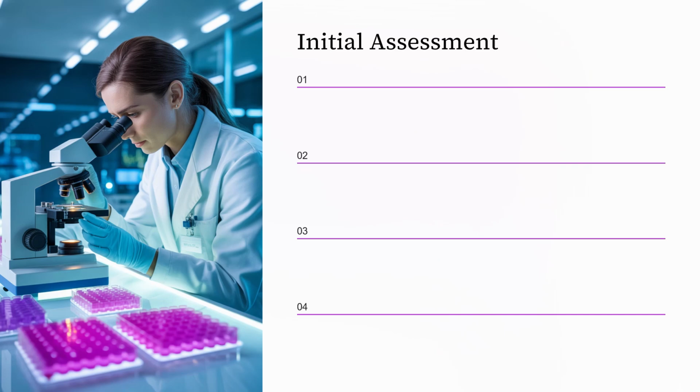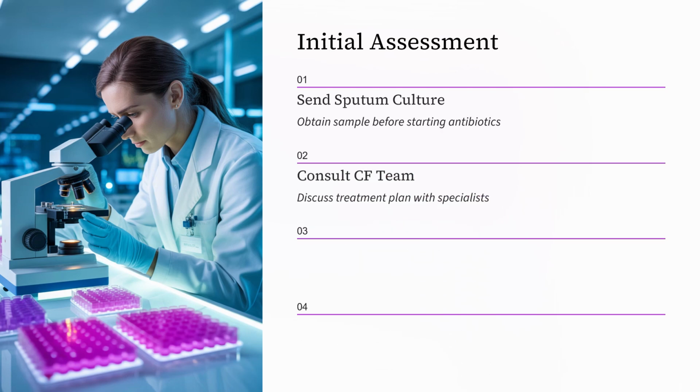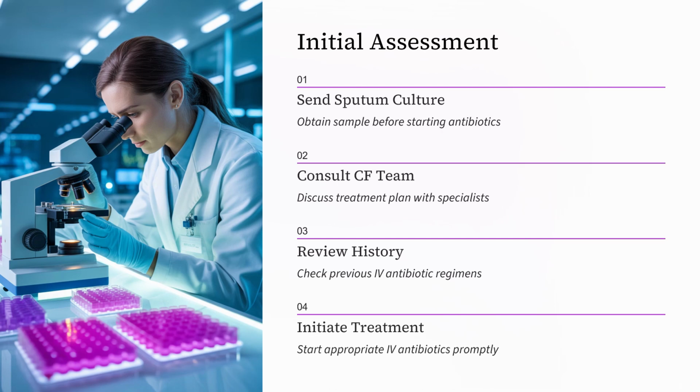Now, what will you assess when a patient comes with respiratory exacerbation? First thing is to send a sputum culture, obtaining the sample before starting antibiotics. Consult with the CF team, the cystic fibrosis team. Review the history, check the previous IV antibiotic regimens and initiate treatment. Start appropriate IV antibiotics promptly.